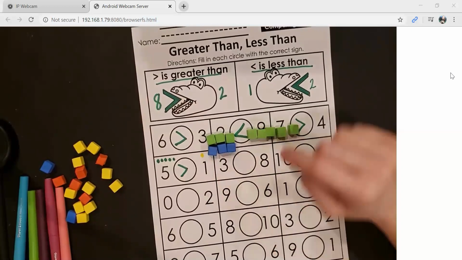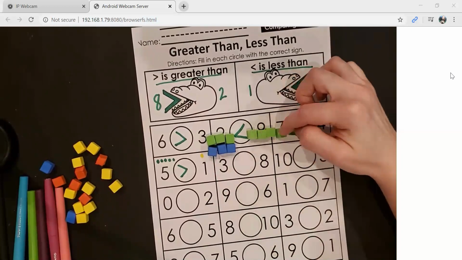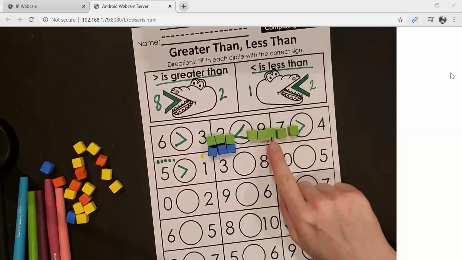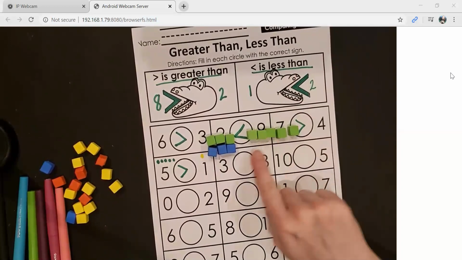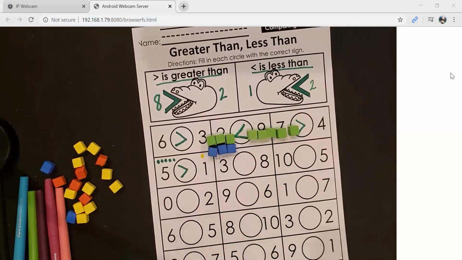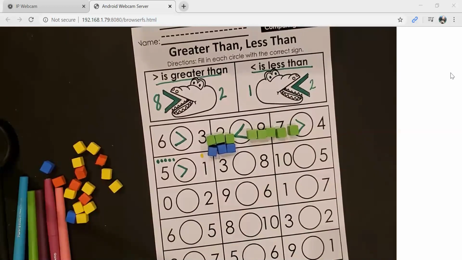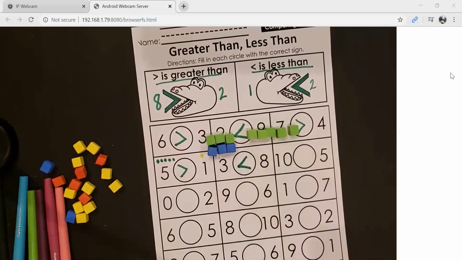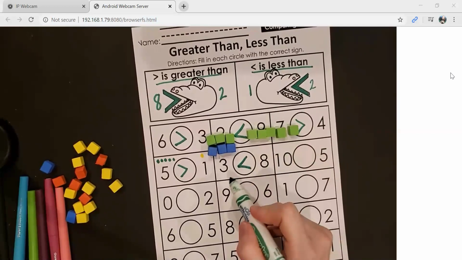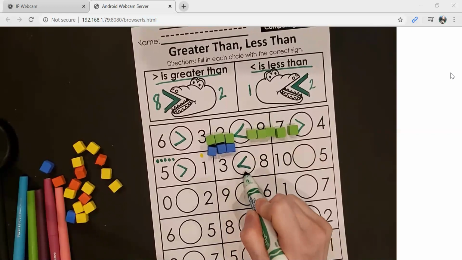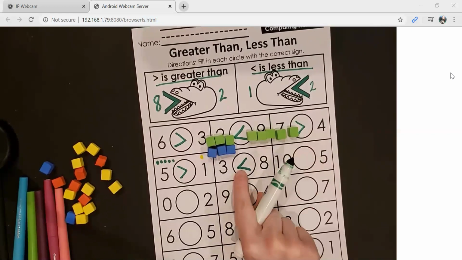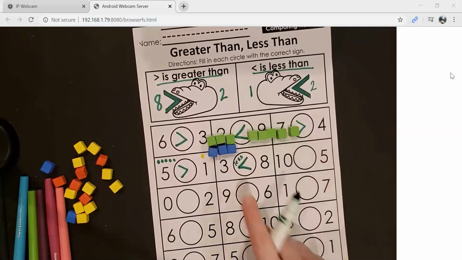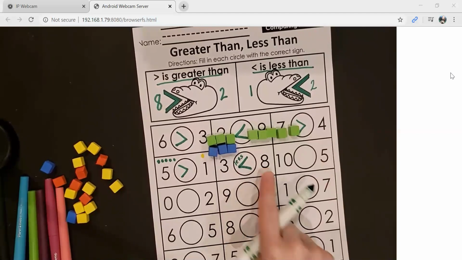How many more? 1, 2, 3, 4, 5 more. There are 5, 8 has 5 more than 3. So drawing my greater gator sign, he would chomp 8, and I could describe it as 3 is less than 8. If he's not chomping, it's because it is less. 3 is less than 8. Okay.